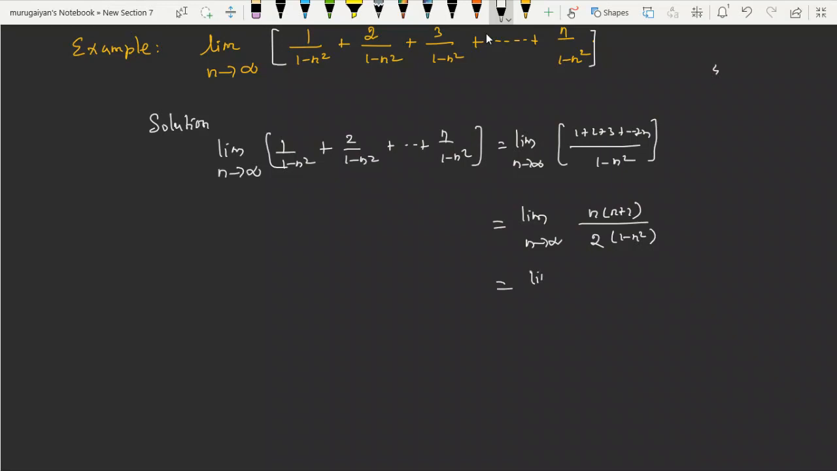After expansion, the numerator is n square plus n, the denominator is minus 2n square plus 2. Applying the shortcut, what is the answer? Take the coefficient of n square from the numerator, and the coefficient of n square from the denominator. Minus 1 by 2. So this is the final answer.